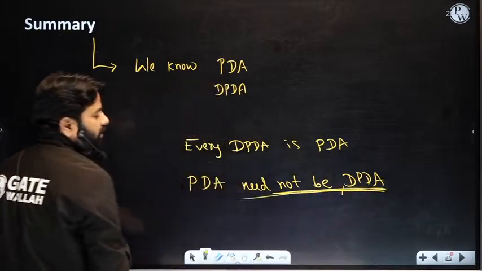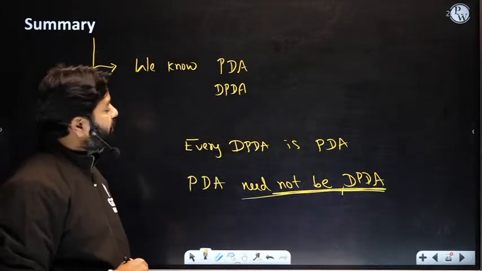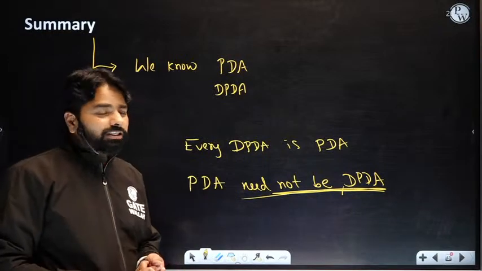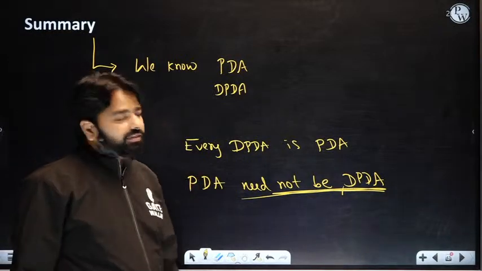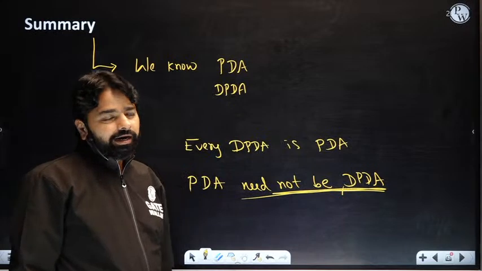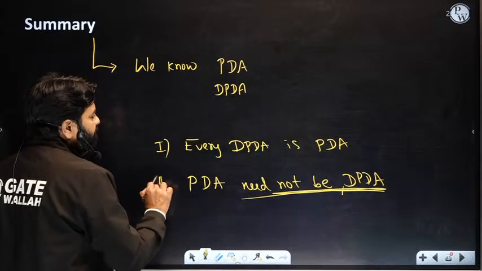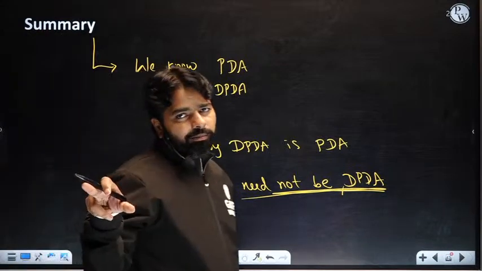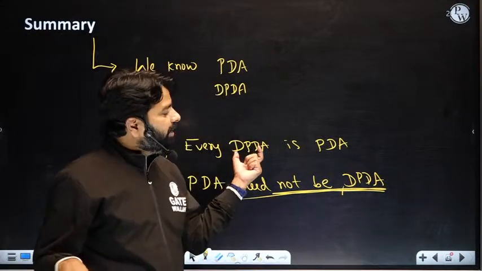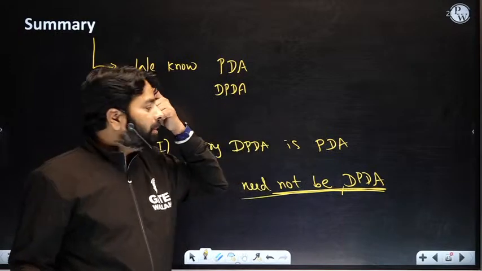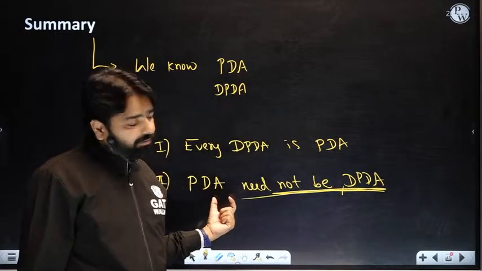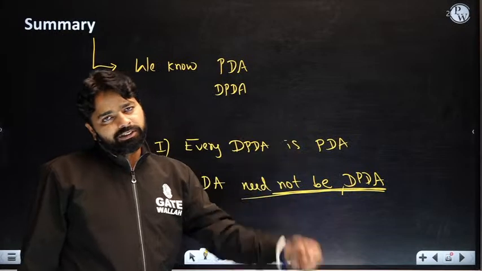It's very important. Even though you take a deterministic language, I can design a PDA which may not look like the DPDA. So understand these 2 very important points. Every DPDA you can call a PDA, because the definition of DPDA always satisfies PDA, but the PDA definition allows non-determinism, which may not satisfy deterministic.